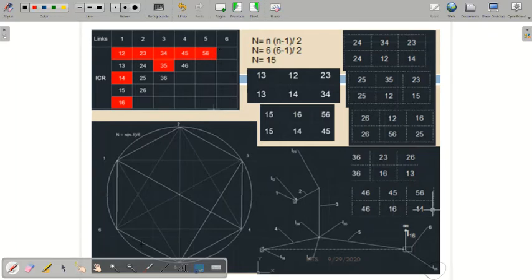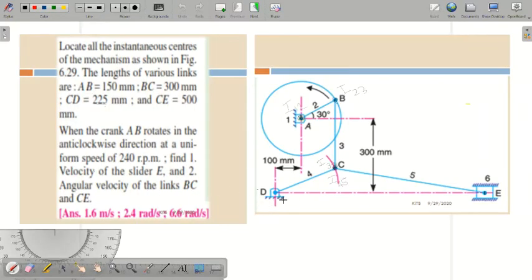Next, connect 1 and 6. This is 1, this is 6. Where is 1? Here also we can see 1. This is also 1. All the fixed links are 1. This fixed link also 1. So where can I draw this 1 6?